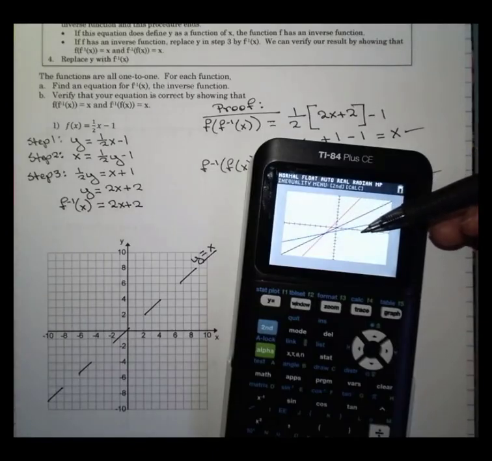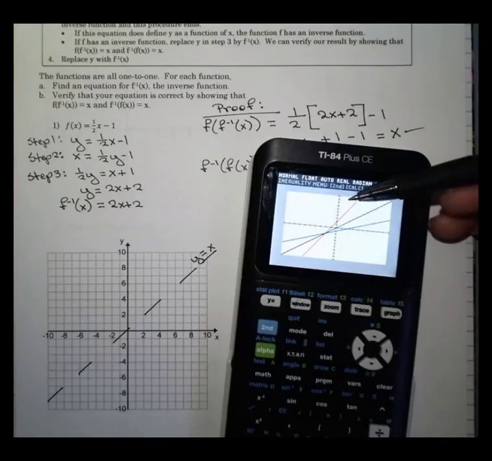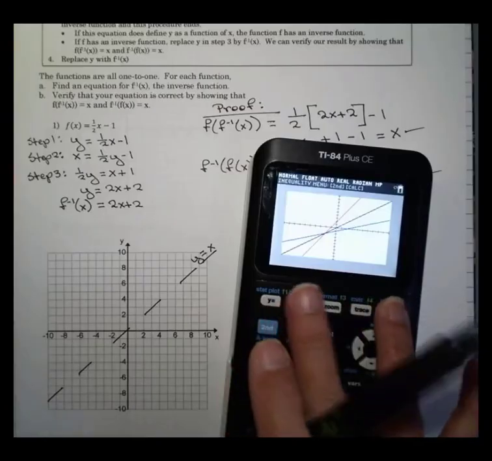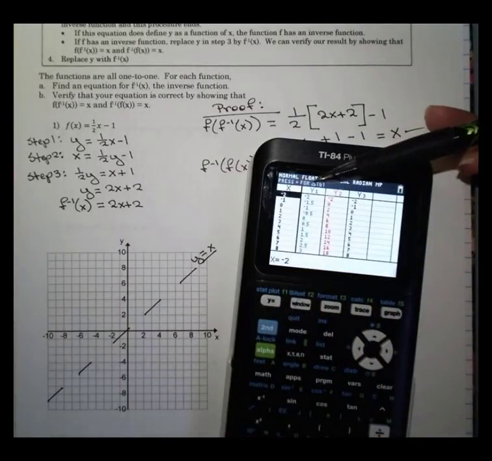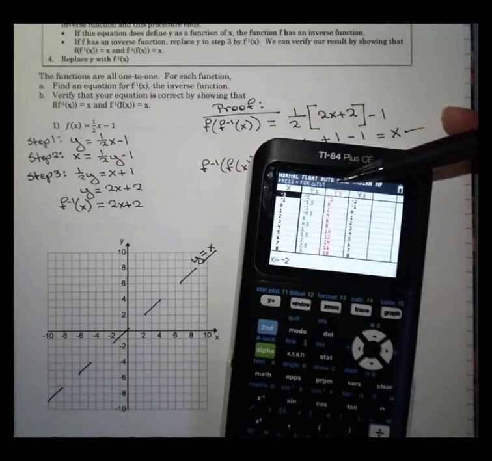The nice thing about inverses is that for every xy value, you're going to have the opposite values on the other function. In other words, let's find a couple of points and I can show you what I mean. So this is my x values. This is my f of x function, this is my inverse function, and that's the identity function.